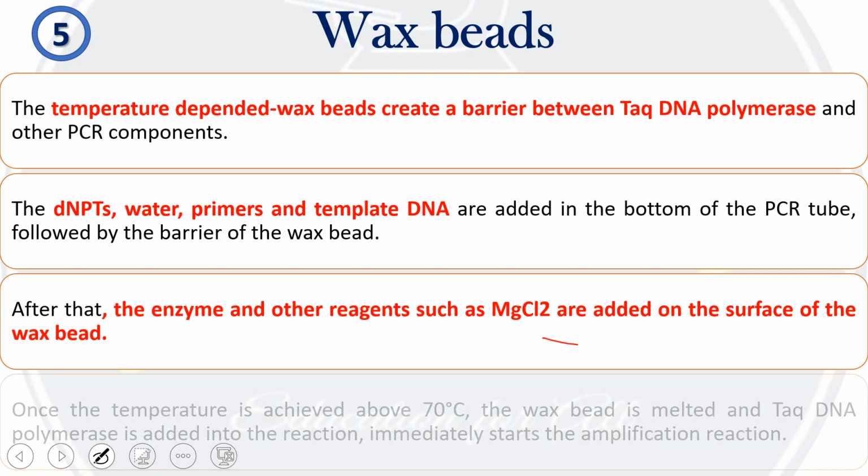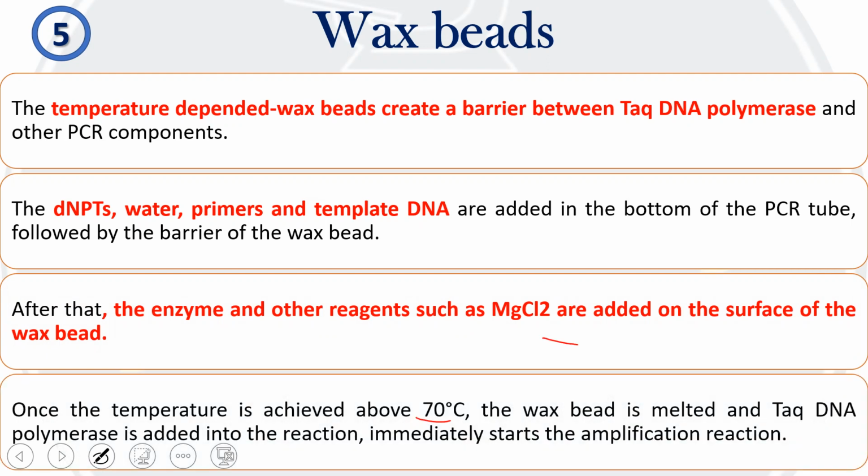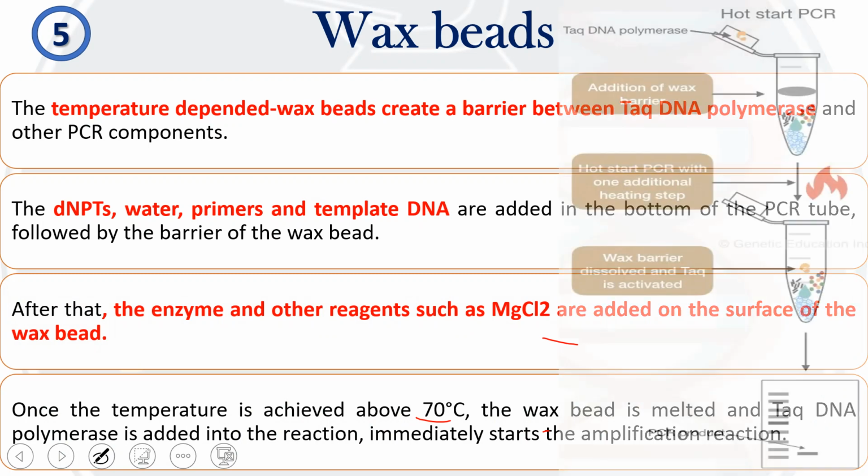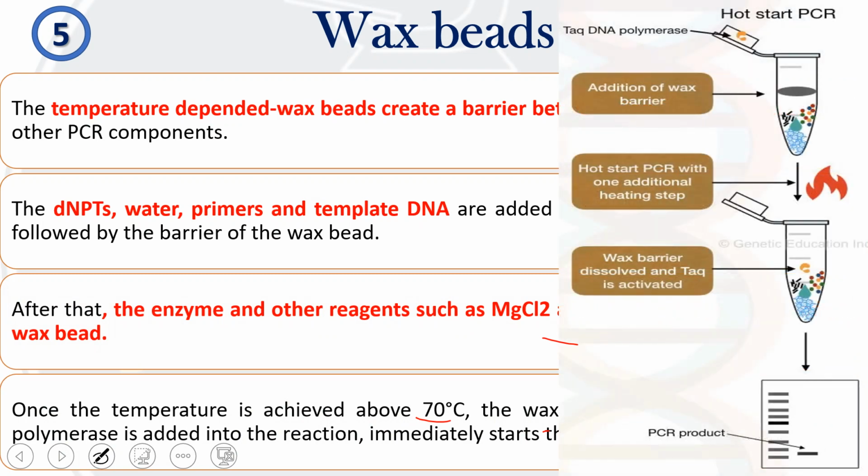When we heat these above 70 degrees, the wax will be melted, and then DNA polymerase will come into contact with the reaction mixture, and the amplification process will take place, as you are going to see here. So this is the wax, and the enzyme will be set above it. This wax works as a barrier between these components and the enzymes. Once we heat it, the wax will be melted and the enzymes will come into contact with the reaction mixture, and ultimately extension and polymerization will happen.